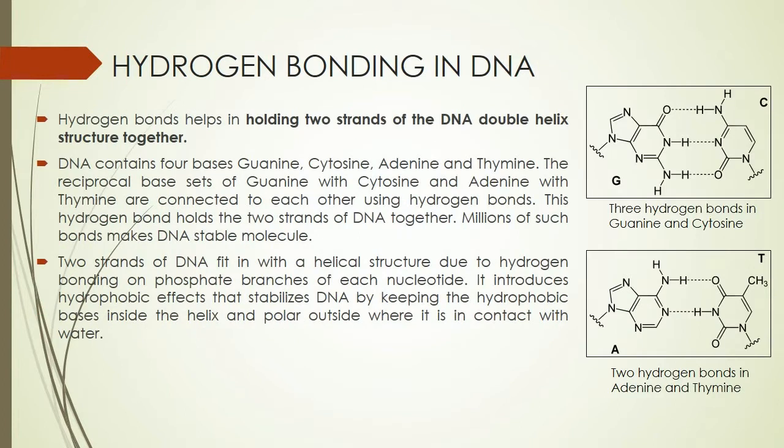Hydrogen bonding in DNA. Hydrogen bonds help in holding the two strands of the DNA double helix structure together. DNA contains four bases: guanine, cytosine, adenine and thymine. The reciprocal base pairs of guanine with cytosine and adenine with thymine are connected to each other using hydrogen bonds. This hydrogen bond holds the two strands of DNA together. Millions of such bonds make DNA a stable molecule. The two strands of DNA fit in with a helical structure due to hydrogen bonding on the phosphate branches of each nucleotide.